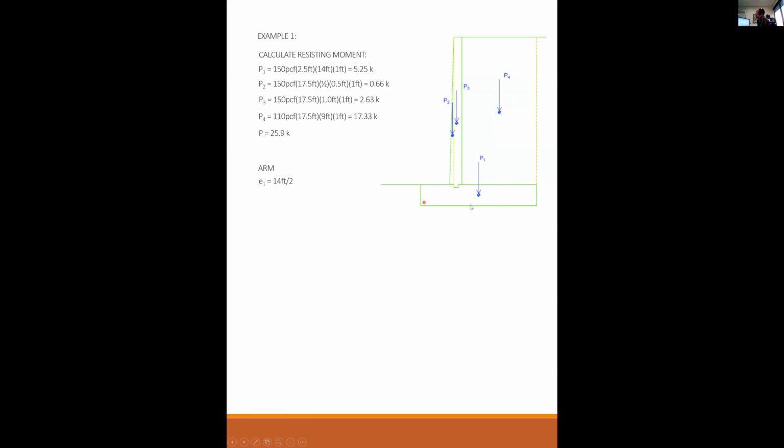E1 is equal to the 14-foot length of the footing over 2, 7 feet. E2, remember this dimension was 3.5 feet, plus this is a triangle, so 2/3 of the 6 inches gives me 3.83 feet. E3 is 3.5 feet, plus the 6 inches, plus half of the 1 foot wide. That's 4.5 feet. And E4, 3.5 plus 6 inches plus 1 foot plus half of the 9 feet, and that's 9.5 feet. Okay, so I have a mass and a moment arm for each one of these 4.